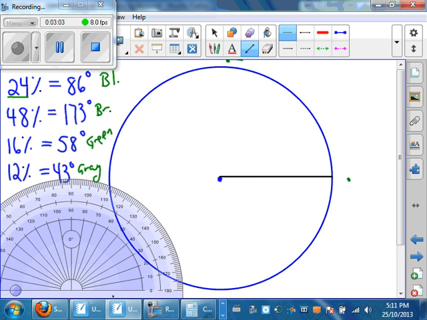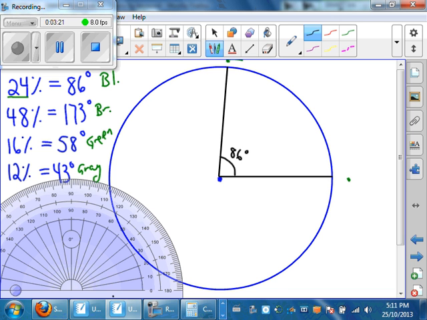All right, now I have to draw my second line, and I have to start it at the exact same point and draw it straight up to connect here. And now I can say that this angle right here is an 86-degree angle. We measured it with our protractor. And we know that that 86-degree angle represents 24% of the circle. That means this 24% of the circle is for students that have blue eyes.